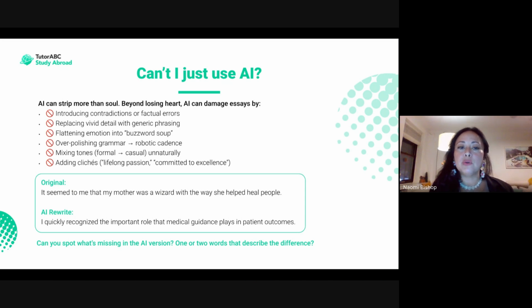But yeah, it can replace vivid details with generic phrasing. It can flatten emotion into buzzword soup. It can over-polish the grammar and sound robotic. And it can mix tones in an unnatural way, like formal and casual tones. It could also add cliches like lifelong passion, commitment to excellence, etc. If you have a couple of cliches, it's fine. But when it becomes laden with cliches, that's a problem.